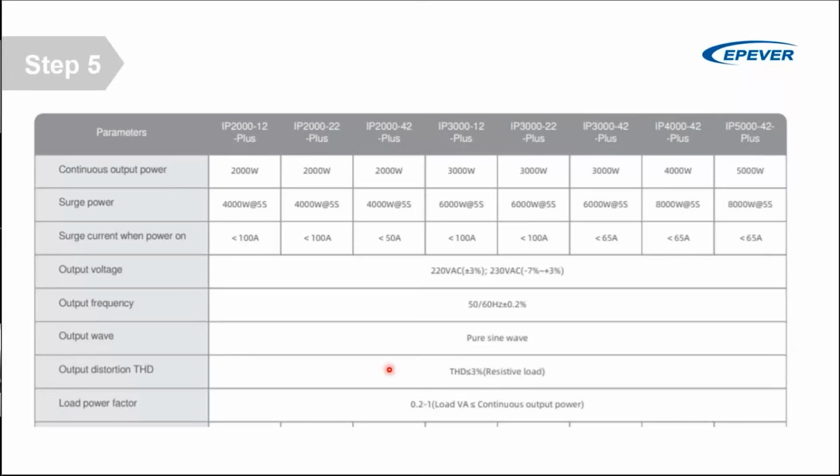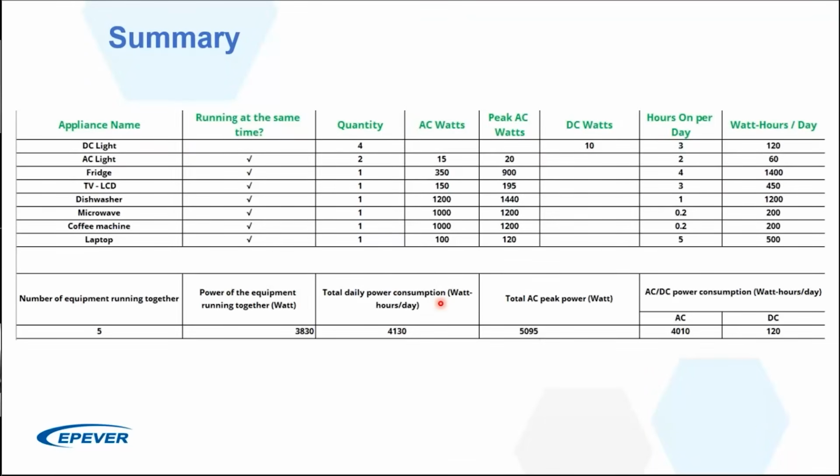So again, I have chosen one of the Epever inverters, which is the IP5000, which is capable of working with a 48 volt system, and it's providing 5,000 watts continuous power. And it can surge up to 8,000 watts, which is more than enough for what I need. I need about 5,100 watts. So this inverter pretty much fits what I have. So we are almost done with the calculations.